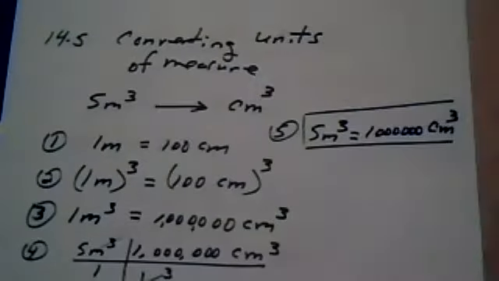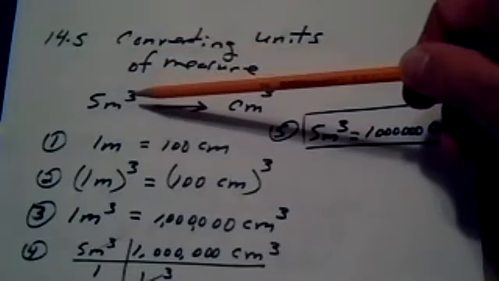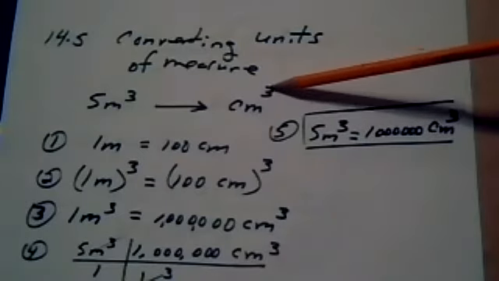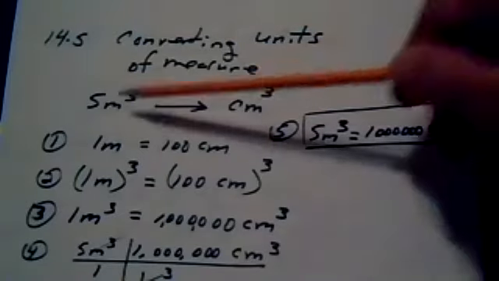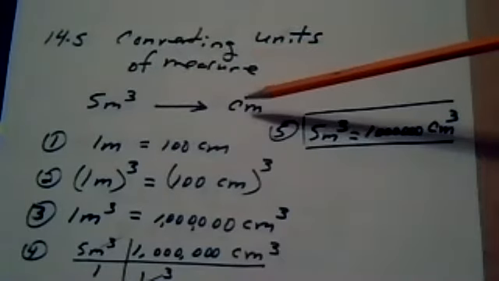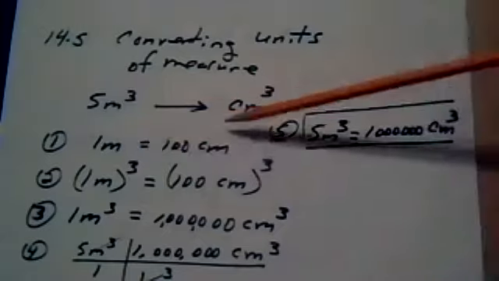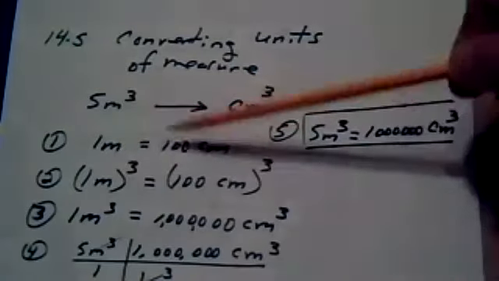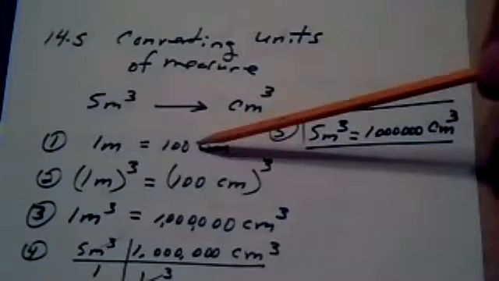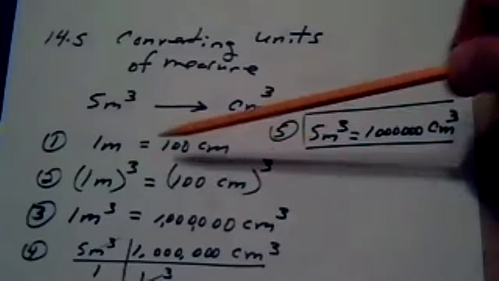Converting units of measure. Notice, how would you convert 5 cubic meters to cubic centimeters? So from cubic meters to cubic centimeters. You don't go directly to the cubic meters. You have to go back to the length relationship. 1 meter equals 100 centimeters. After you know this connection, all you have to do is raise it to the power you need. If you raise it to the third power, you're going to have volume.